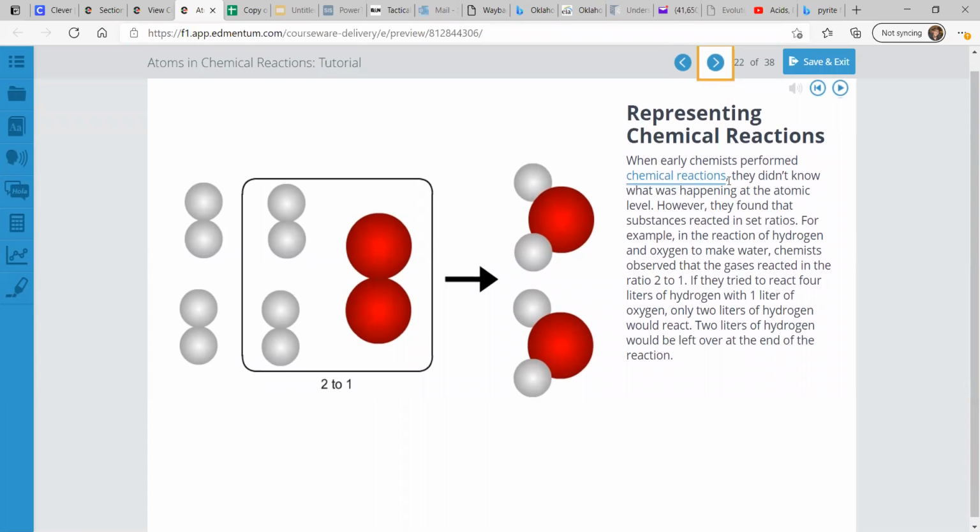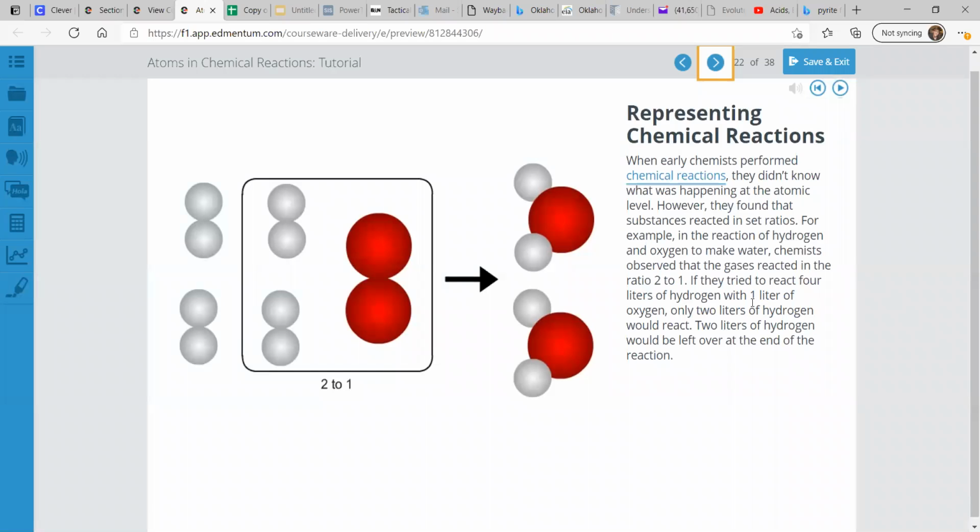So when early chemists performed these chemical reactions, they didn't know what was happening at the atomic level, the very small level. However, they found that substances reacted in set ratios. So, for example, in the reaction of hydrogen and oxygen to make water, chemists observed that the gases reacted in the ratio 2:1. For every one oxygen, you had two hydrogen.